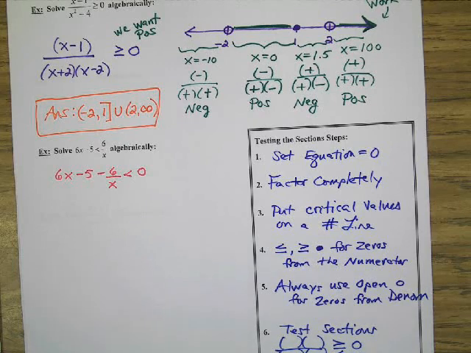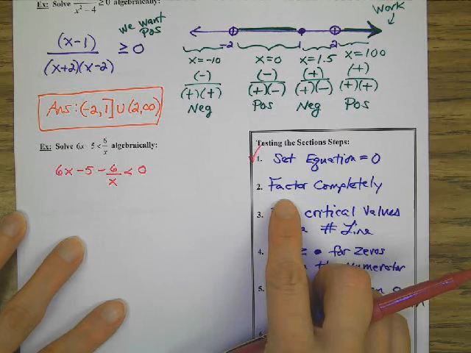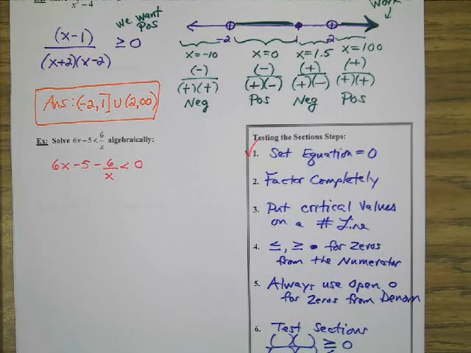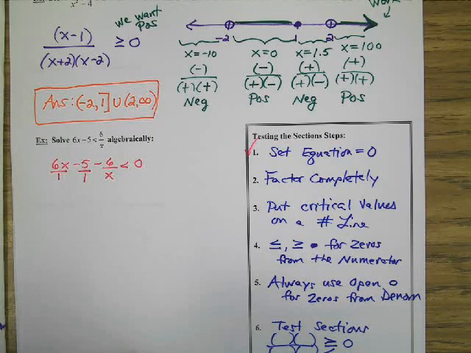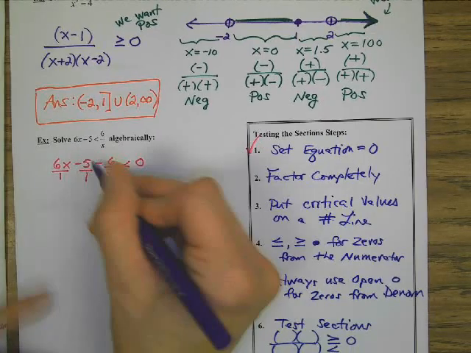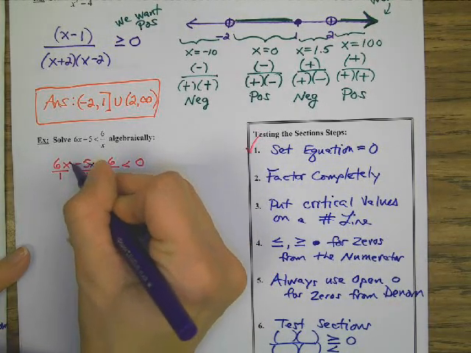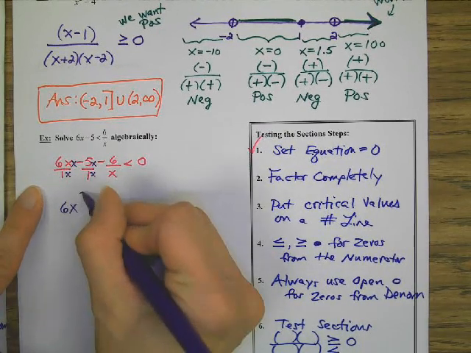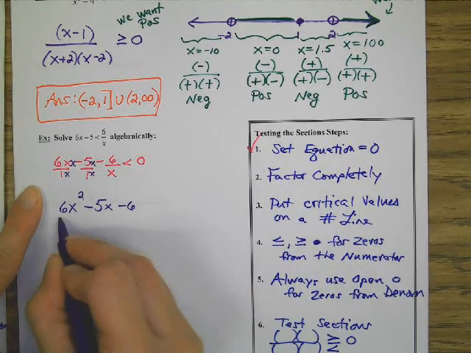Step 2, we have to factor. Now this is not really in rational form. Rational means it's a fraction. So I'm going to have to make some common denominators here. So the common denominator between 1 and x is x. So this middle term right here needs to get multiplied by x over x. This first term needs to get multiplied by x over x. And so we have 6x squared minus 5x minus 6, and the common denominator is x. Don't forget to say less than 0. Make sure it stays an inequality.